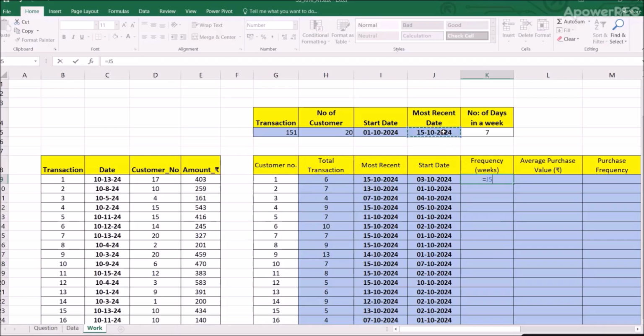Now, let us calculate the frequency in weeks. You need to subtract every customer's start date from the most recent date, and divide it by the number of days of a week, that is, 7. If you don't divide by 7, then the frequency is in days. The value 12 here is in days, divided by 7 to convert to weeks.